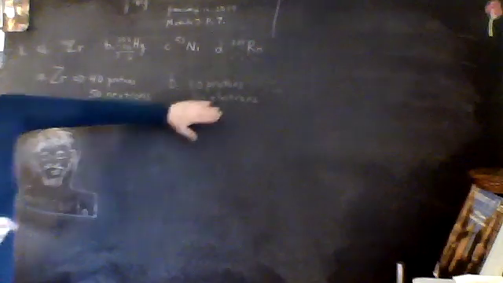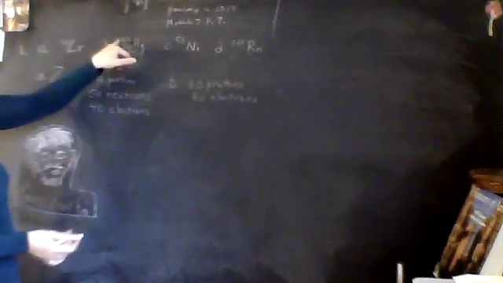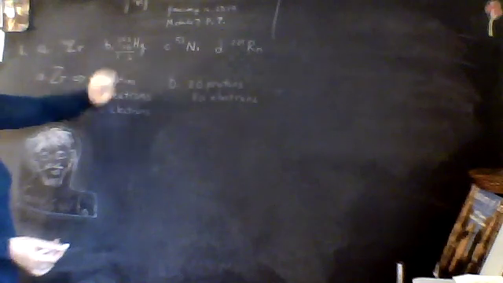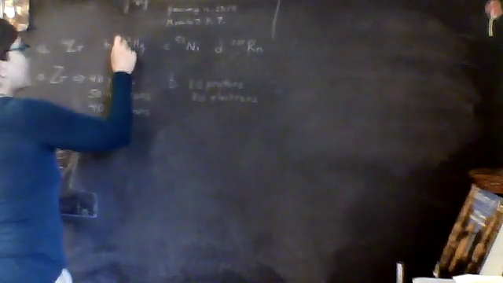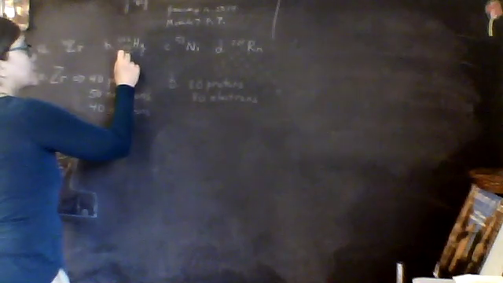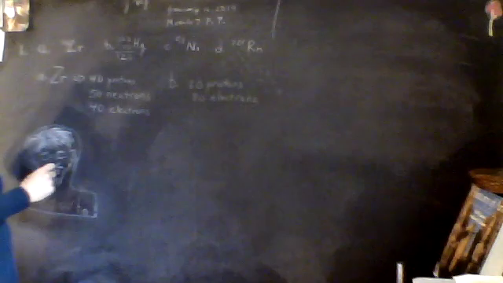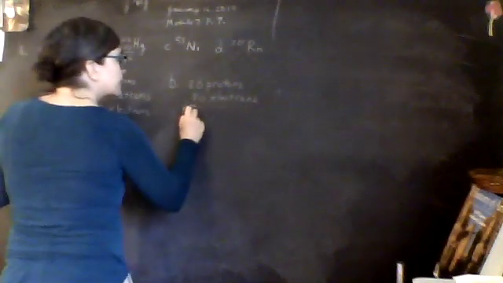No, we don't add these up. Oh, right. The electrons have no mass. As far as you're concerned, they have nothing to do with this number. So this number is only the protons and neutrons. So 122 neutrons.